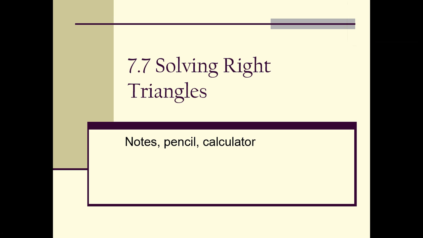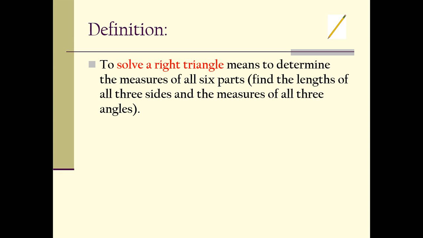The first thing you need to do is write down this definition for me. The definition to solve a right triangle. It means that you have to determine the measure of all 6 parts. You find the lengths of all 3 sides and the measure of all 3 angles. So if I give you a triangle and a couple of pieces of information, you've got to go ahead and find all the rest of the information, and you will then have solved the right triangle.